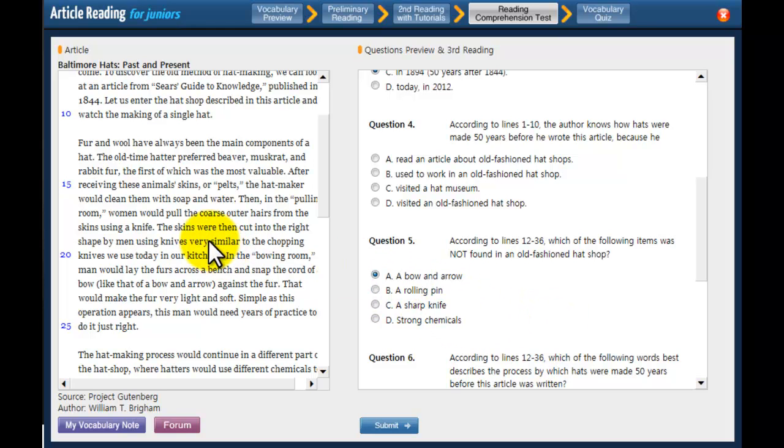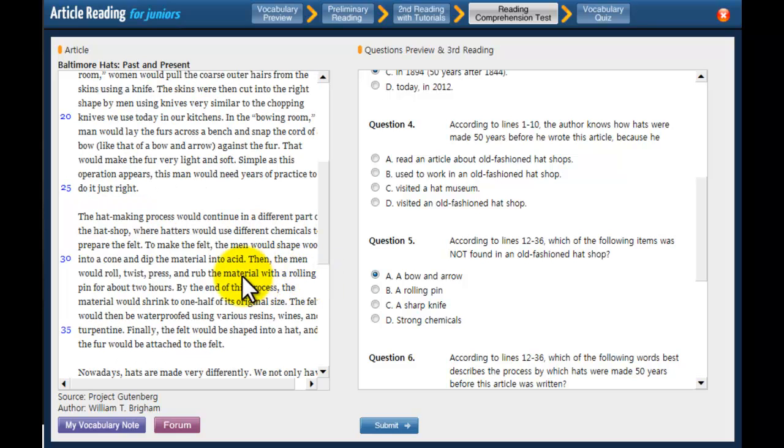Rolling pin. Does it say there's a rolling pin somewhere in the hat shop? Yep. They would twist, press, and rub the material with a rolling pin for about 2 hours in a traditional hat shop. So we know it's not B. What about a sharp knife? Does it say that there's a sharp knife? Here we go. Men using knives. So we know that there are knives being used in this hat shop. Get rid of C. And strong chemicals. Does it mention anything about chemicals? It does say different chemicals. It does say acid. Now, acid's a very strong chemical, so we can assume that D is also in the shop because it says so in the passage. Bow and arrow, though, is not in the shop. Something like a bow and arrow is, but not an actual bow and arrow.